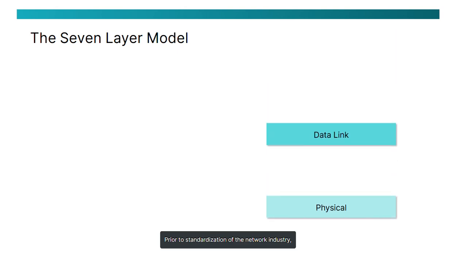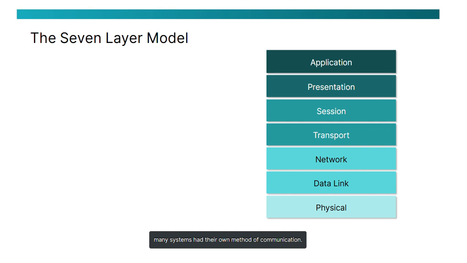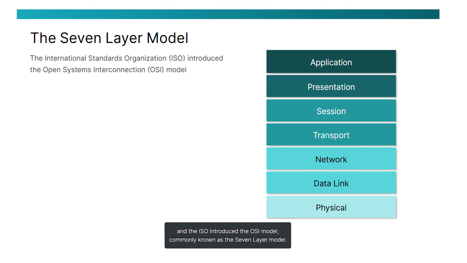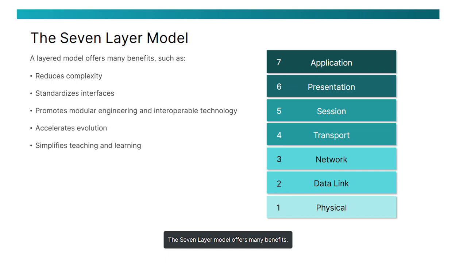Prior to standardization of the network industry, many systems had their own method of communication. Networking standards had to be developed, and the ISO introduced the OSI model, commonly known as the 7-layer model. The 7-layer model offers many benefits.